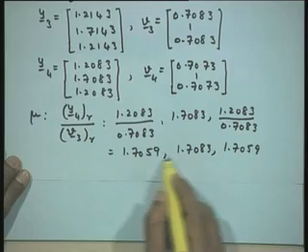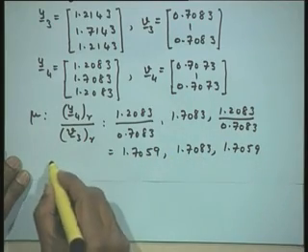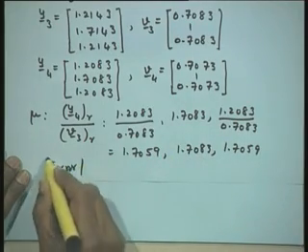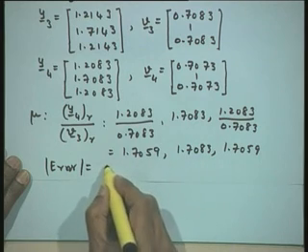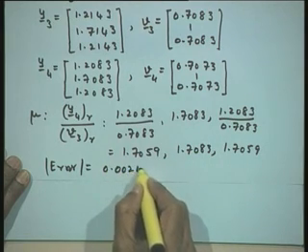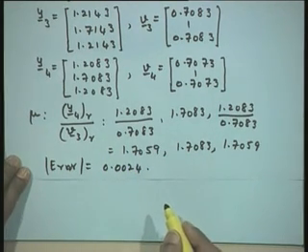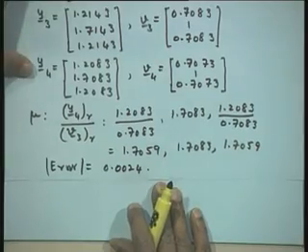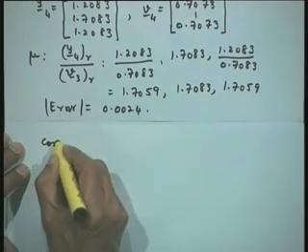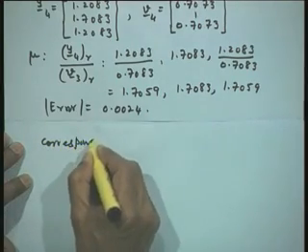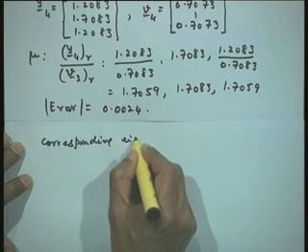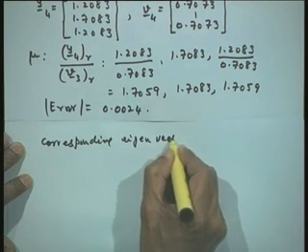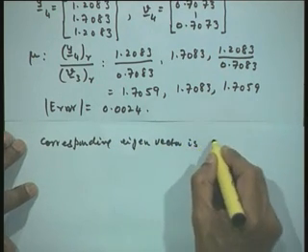Now, we can see the magnitude of the error in this case is, subtracting these two, 0.024. So, the magnitude of error is 0.024. Even in 4 iterations we have got the value quite accurately. And the corresponding eigenvector is V4.